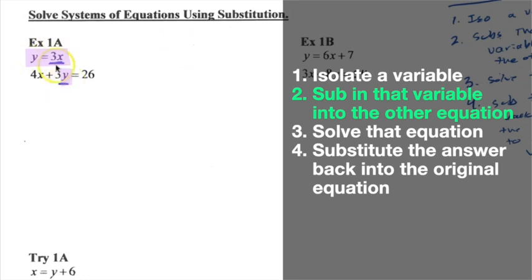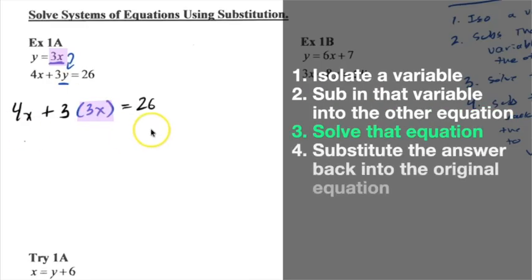See, y equals 3x. So instead of the y here, we're going to substitute in 3x. We're going to plug this in there. So it looks like this: 4x plus 3x, and then we still have equals 26. Now we just got to simplify this. So we have 3x plus 4x equals 26.